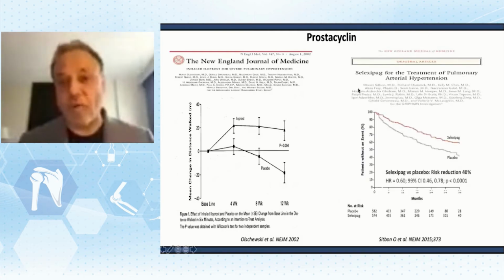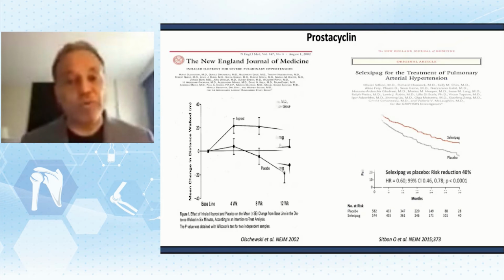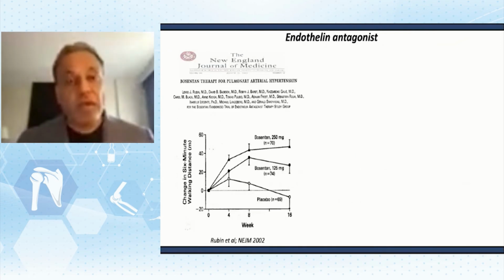More recently, the GRIPHON study looked at oral selexipag, which is a prostacyclin receptor agonist, looking at reduction in morbidity and mortality, and found a 40% reduction in morbidity and mortality in patients receiving selexipag compared to placebo.